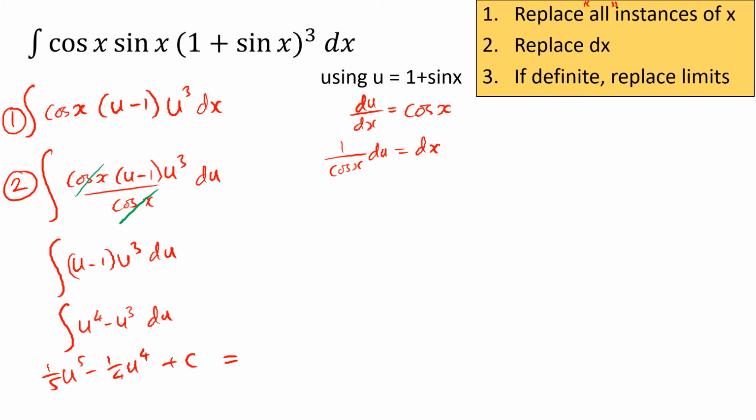And then we could go ahead and substitute back in what we know u is. So we could say this is equal to a fifth of (1 plus sin x) to the power of 5 minus a quarter of (1 plus sin x) to the power of 4 plus c.